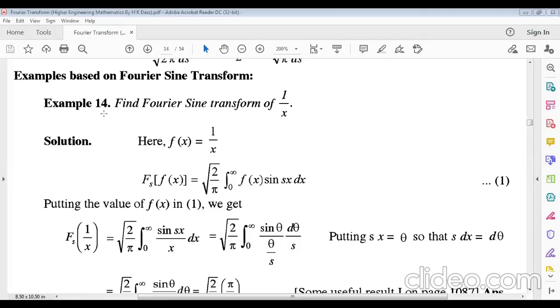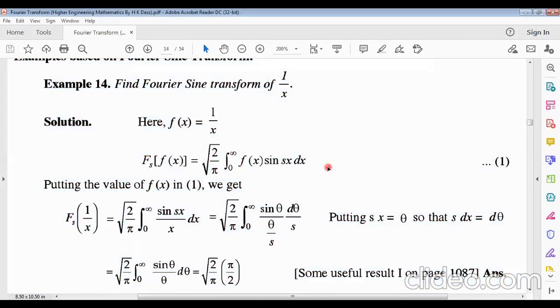So now another example, example 14. Find the Fourier sine transform of 1 by x. Let us consider f of x equals 1 by x. Then the Fourier sine transform of f of x, from formula 1, equals root over 2 by pi, integral 0 to infinity f of x sine sx dx.